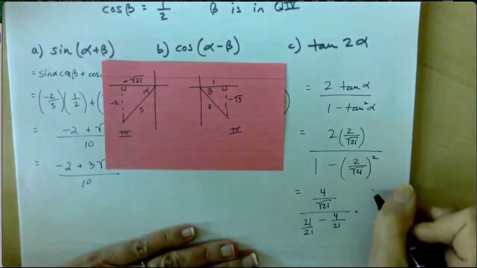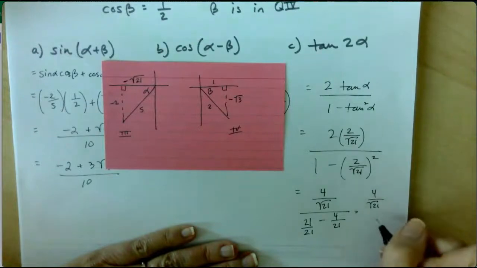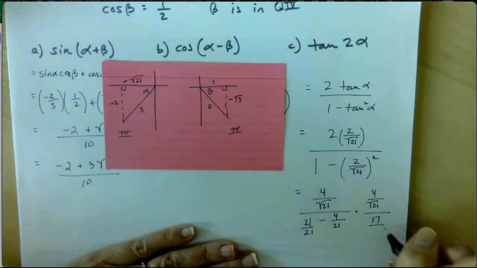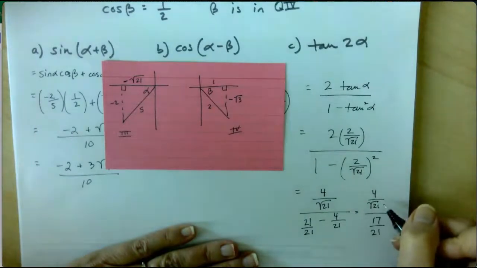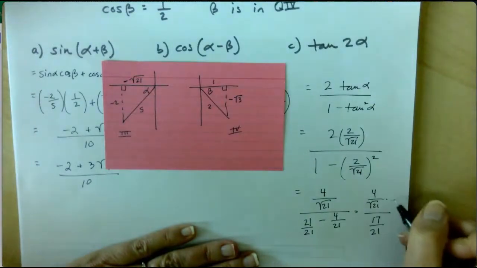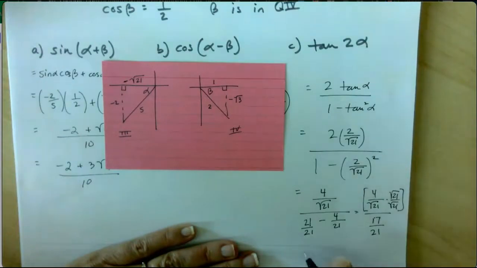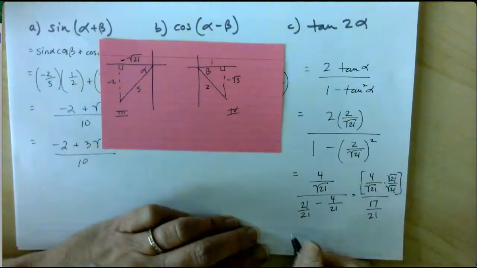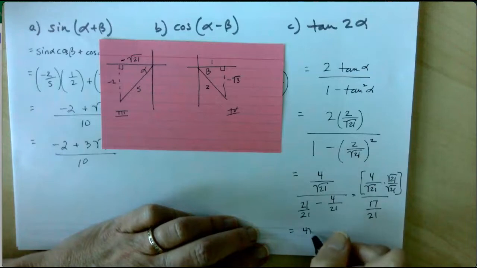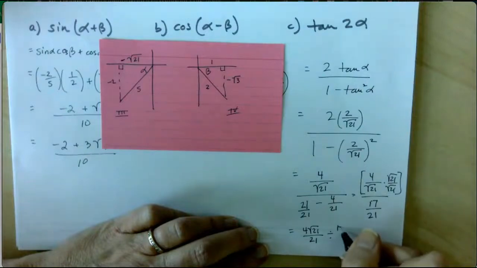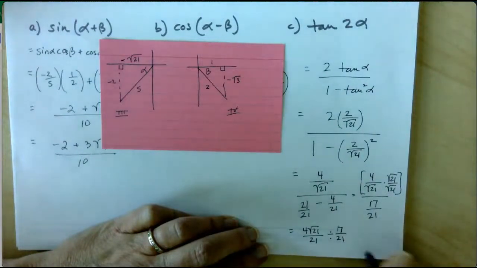So now I have 4 over root 21, all over 21 minus 4, 17 over 21. The next thing I'm going to do is now's the time to finally rationalize that denominator. All we have to do is focus on just the numerator here and multiply by root 21 over root 21. So this takes us to 4 root 21 over 21 divided by 17 over 21.